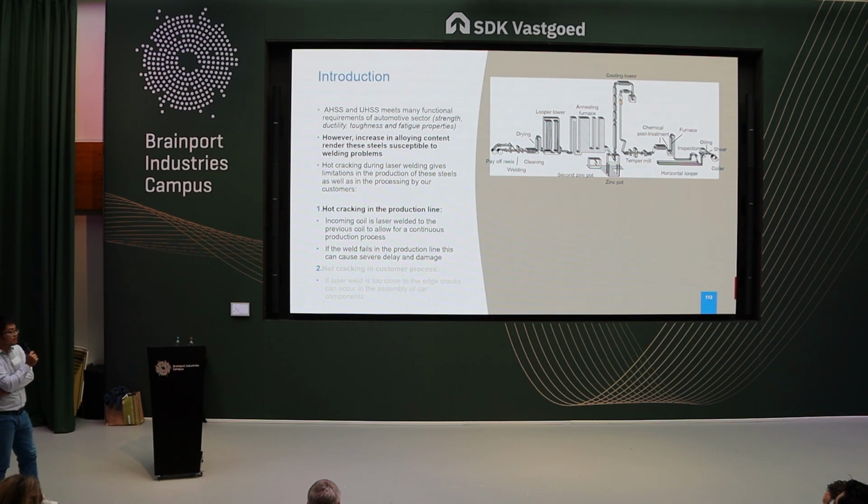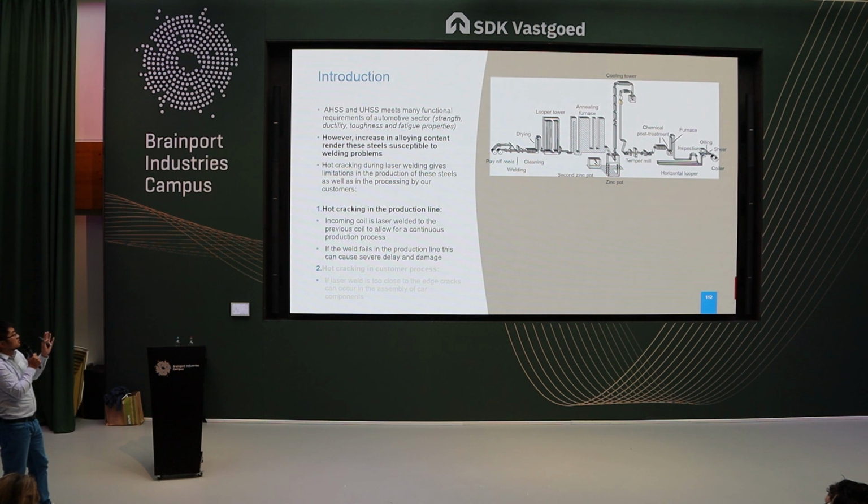Here are 2 examples. Advanced high-strength steels are increasingly used by automotive manufacturers because of their high strength and good ductility. Therefore, the weight of a car body can be reduced, and as a result, CO2 emission can also be reduced. However, increased alloying content renders these steels susceptible to welding problems, and hot cracking during laser welding is an example, reported both from our production line and from our customers.